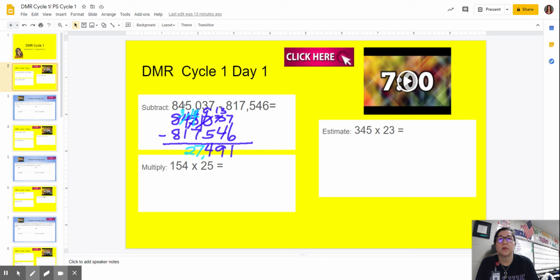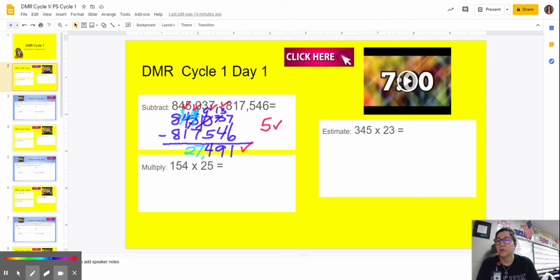Let's do checks here. You're going to get a check for each one of your borrowing and regrouping. So here are these. You made the 3 into a 13, the 10 into a 9, the 5 into a 4, and then into a 14, the 4 into a 3. And then you get the right answer. So this is worth 5 check marks or 5 stars, however you want to look at it.